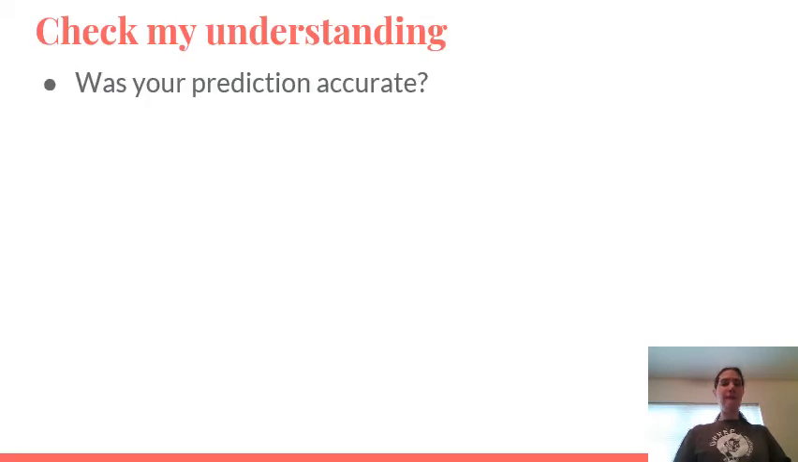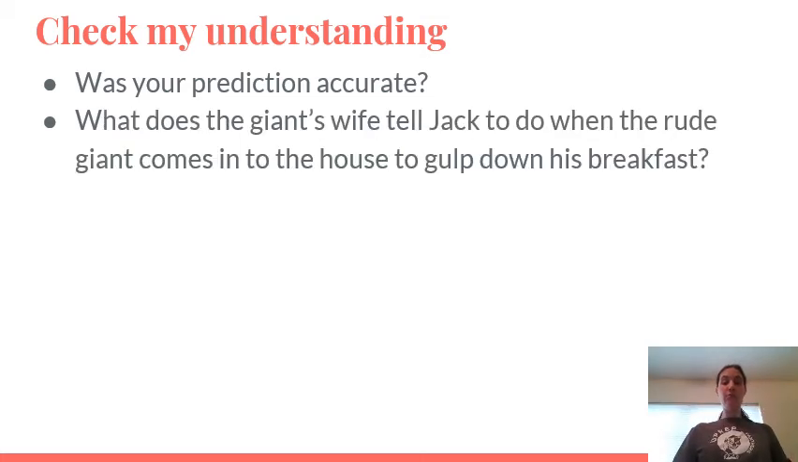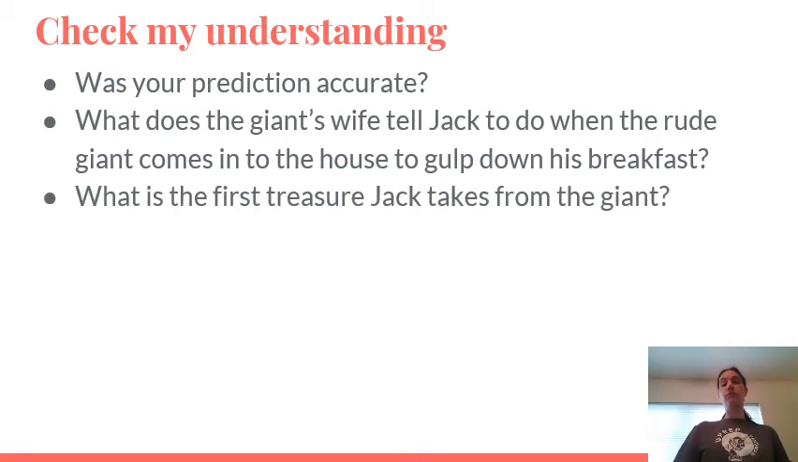All right, time for some quick check my understanding questions. Was your prediction accurate? Yes or no? Again, have mom, dad, grandma, grandpa text me if your prediction was correct. What does the giant's wife tell Jack to do when the rude giant comes into the house and gulps down his breakfast? What did the giant's wife do?